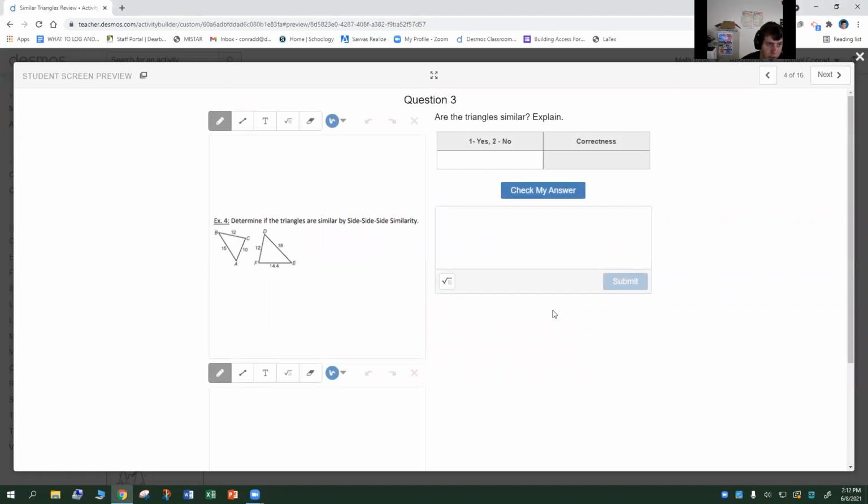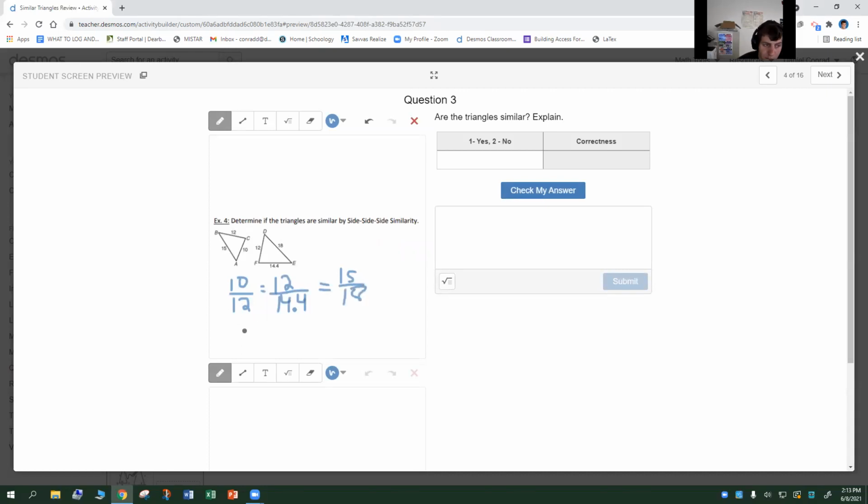Okay, determine if the triangles are similar by side, side, side similarity. So we need to check and see if the ratios of the corresponding sides are equal. In order to determine which sides correspond with which sides, if they're similar, the smallest side is going to correspond with the smallest side, and the largest side is going to correspond with the largest side on the other triangle. So if I notice AC here, 10 is the smallest number, and then DF 12 is the smallest number. So if these are going to be similar, 10 is going to have to match up with 12. Then 12 is in the middle, 14.4 is in the middle. So 12 is going to have to match up with 14.4. And then 15 is going to have to match up with 18.